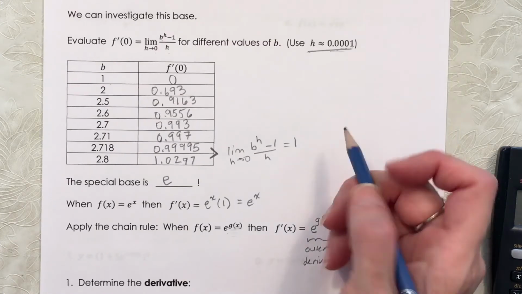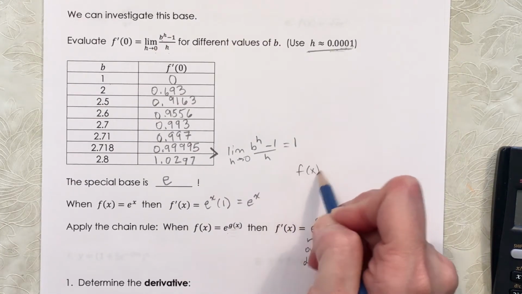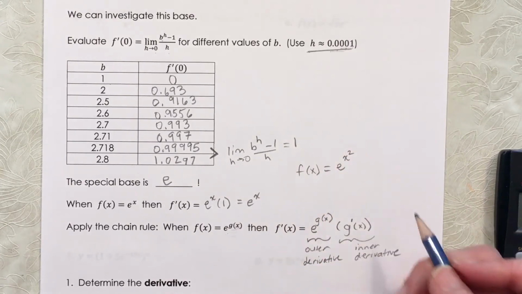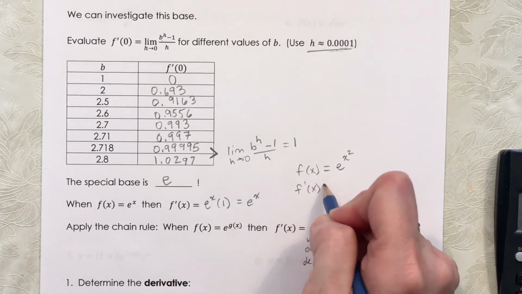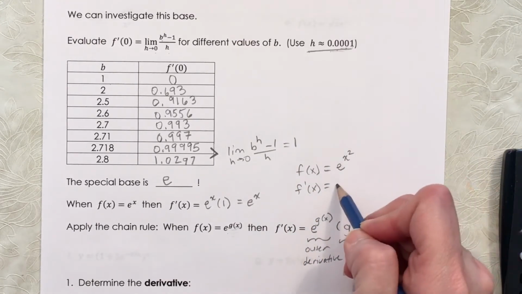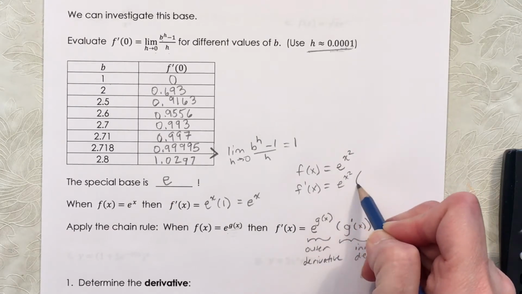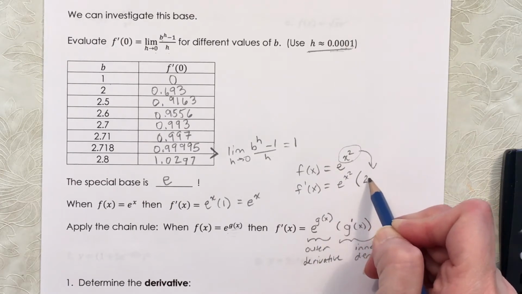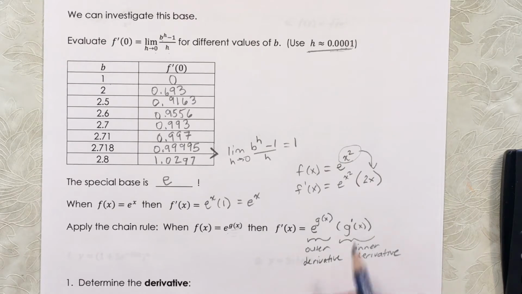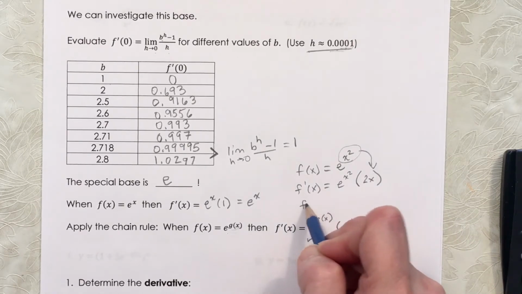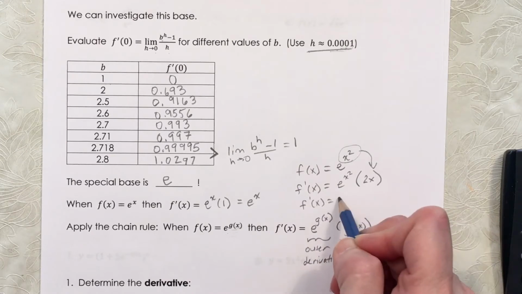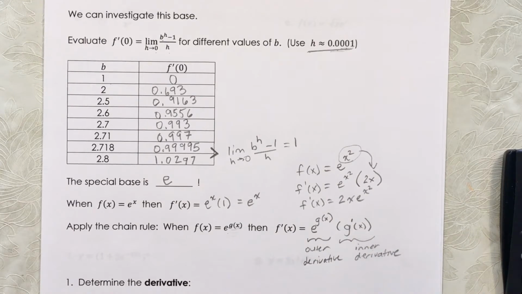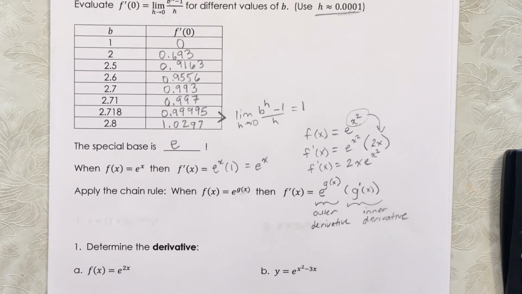Okay, so for instance, that means if f at x was e to the x squared, then f prime at x, the outer derivative, we just leave e to the g at x, so it would be e to the x squared times the inner derivative, so that's going to be the derivative of the exponent. So the derivative of x squared is 2x. Okay, so that's how the chain rule works there. In other words, we would probably write f prime at x as 2x e to the x squared. Okay? All right, so that's our chain rule.